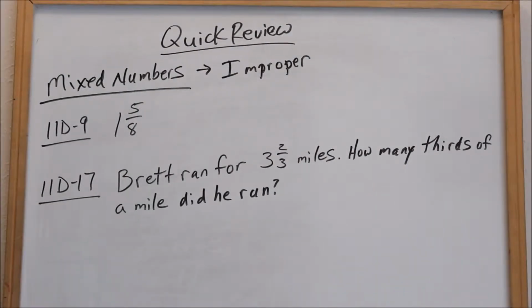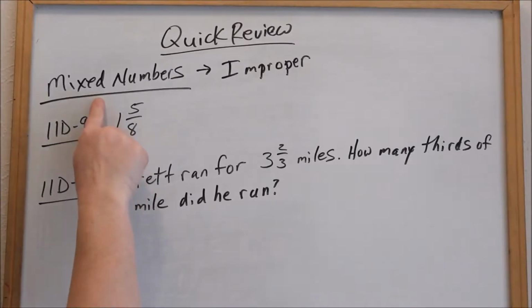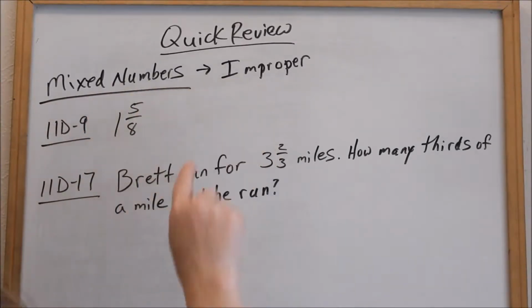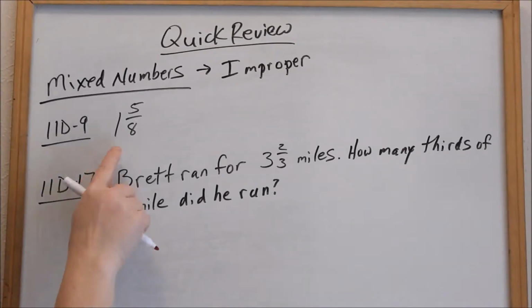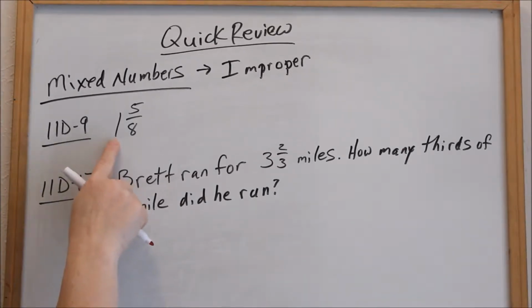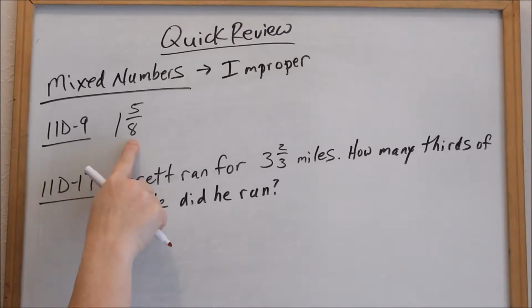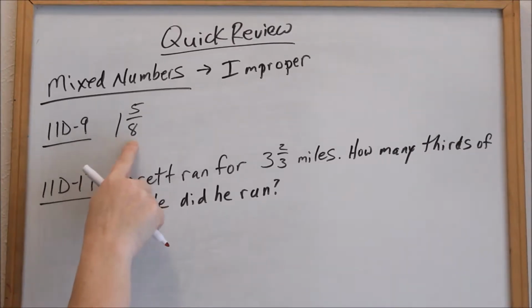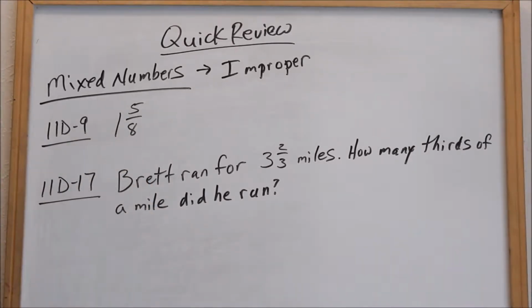Okay, this is a quick review on mixed numbers going into an improper fraction. So, looking at 11D number 9, you have this mixed number. It's called a mixed number because you have a big number and a fraction. It is a mixture of a whole number and a fraction. That's why it's called a mixed number. And it can be changed into an improper fraction.